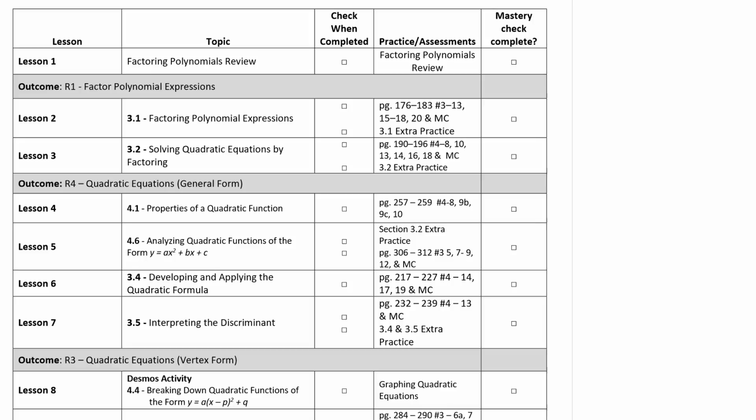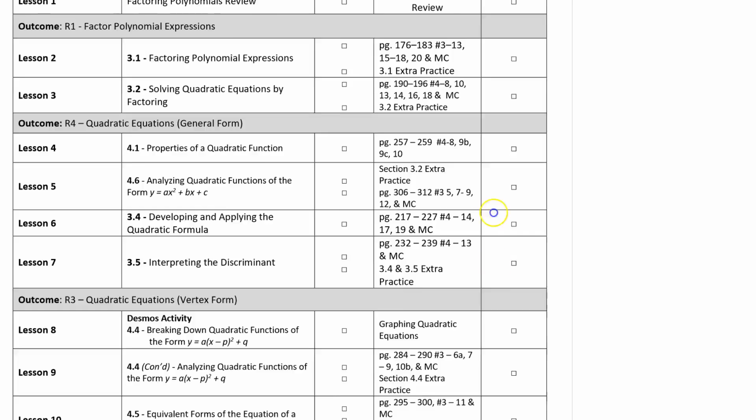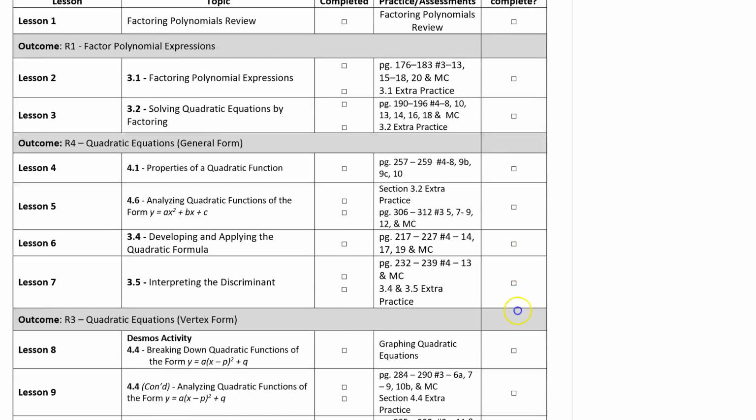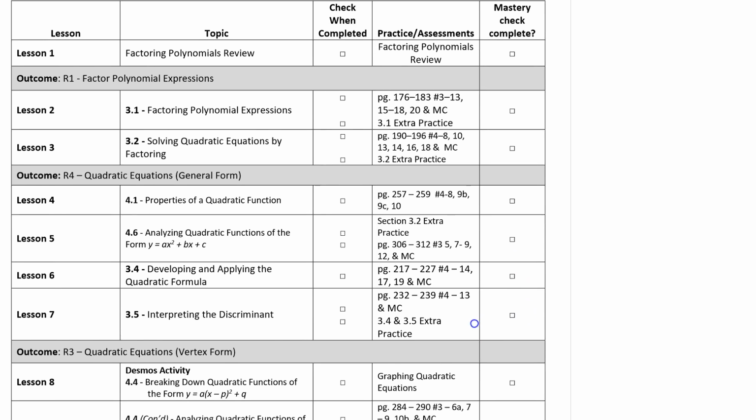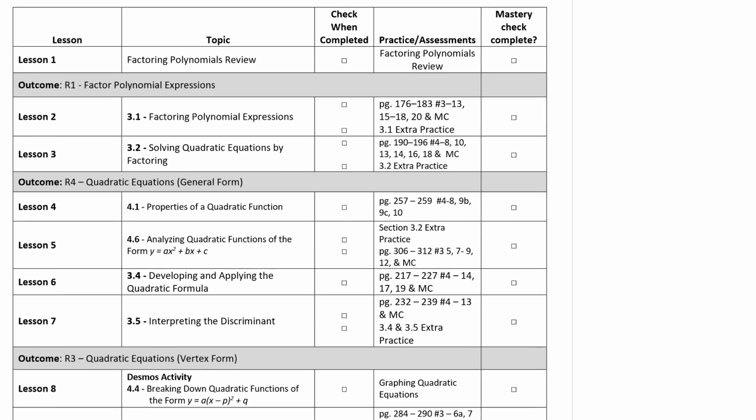Hey folks, I just wanted to make this little bit of a review video. I'm just going to go through our checklist here, lesson by lesson, and remind us what we've done. So in lesson 1, this is just the factoring polynomials review. This is the grade 10 concepts, talking about how to factor trinomials. Lesson 2, this is how to factor polynomial expressions. We used a lot of substitution.